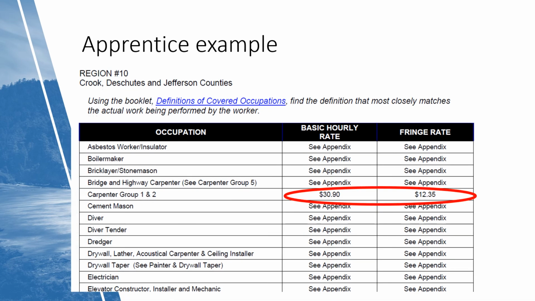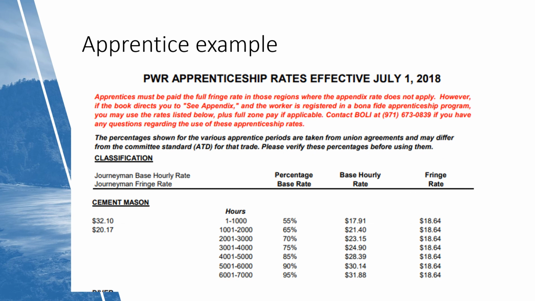In this example, the region list includes a rate for a carpenter. Therefore, using apprenticeship guidelines, a carpenter apprentice who has completed 70% of the required hours necessary to become a journey level worker must be paid at least 70% of the base rate plus 100% of the fringe rate. However, if the region list directs you to see Appendix, like it does in this example for cement mason, you may use the rates BOLI publishes for apprentices plus any required premium pay. These PWR apprenticeship rates are published 4 times a year and are available by calling BOLI or visiting our website.